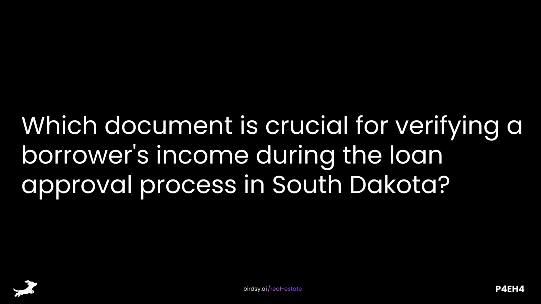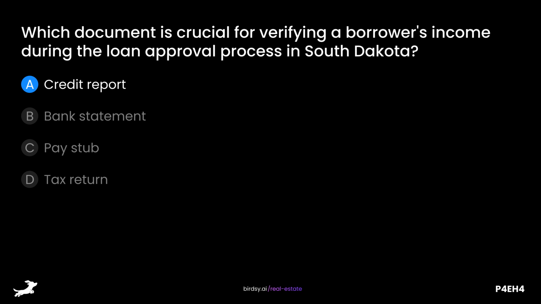Which document is crucial for verifying a borrower's income during the loan approval process in South Dakota? Is it A, credit report, B, bank statement, C, pay stub, or D, tax return? The answer is C, pay stub.